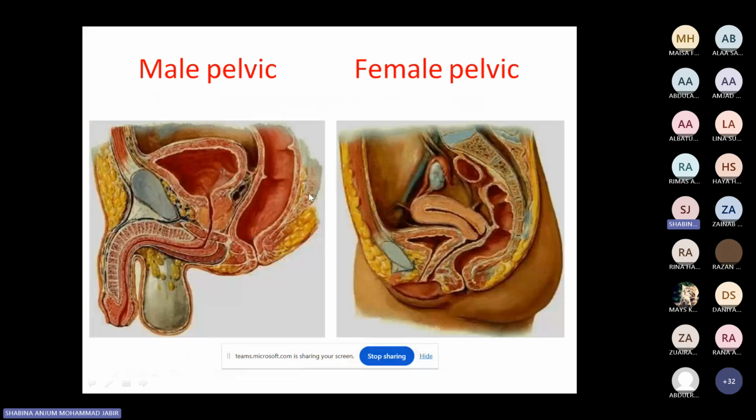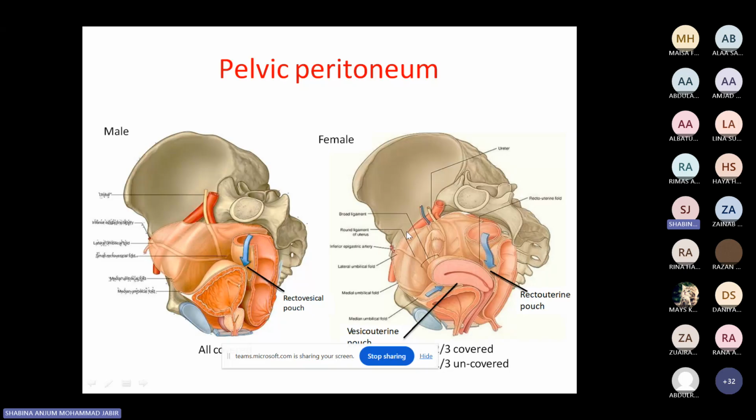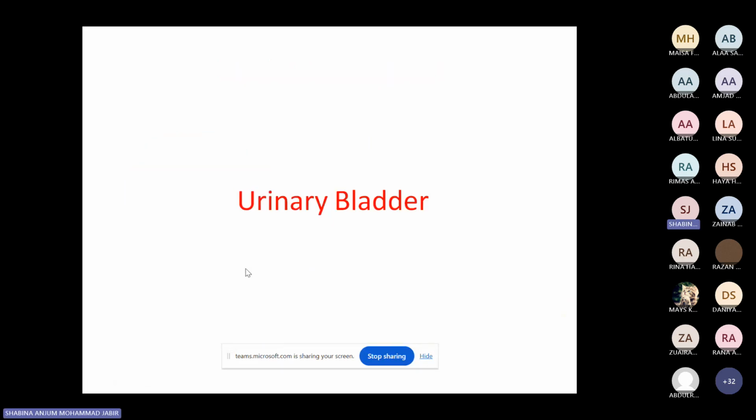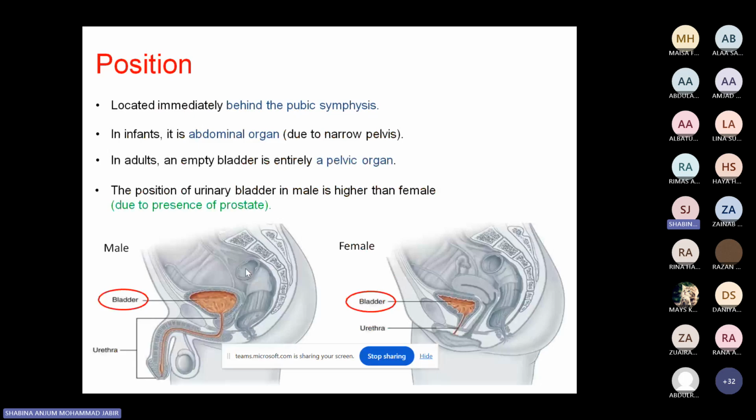This is the male and female, so we have studied this many times. This is the reflection of the peritoneum, which is forming the rectouterine and rectovesical pouch. Now we have the urinary bladder. What is the location? It is behind the pubic symphysis.